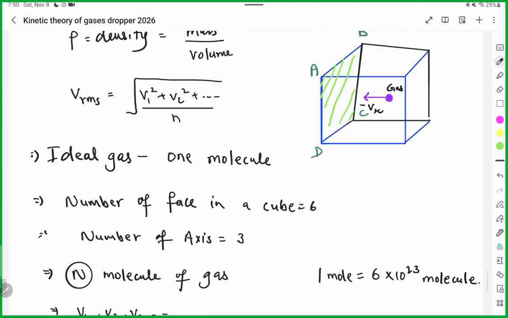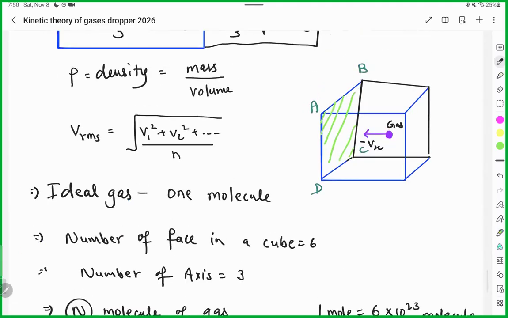So if this gas particle is moving toward ABCD, why am I considering this? Because as it moves toward the face ABCD, it will strike the wall, put some pressure on it, and come back. That is what we have to calculate. Make sense? This gas particle will hit the wall, put some pressure, and come back. Any doubt?